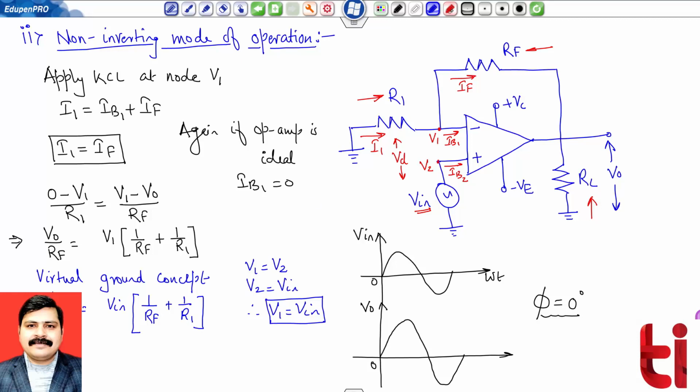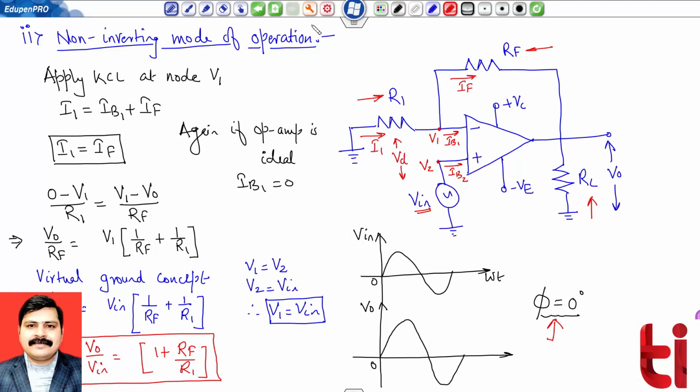And finally, from this, we can derive the relation of voltage gain for the non-inverting configuration, that is AV, which will be equal to output voltage upon input voltage, equal to 1 plus RF upon R1. So this is the voltage gain for the non-inverting mode of operation. And you can see that there is no sign, meaning positive sign, so there is no phase shift between input and output. So this is the second case, non-inverting mode of operation.